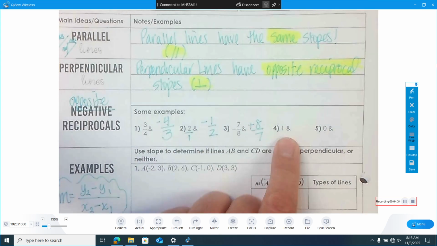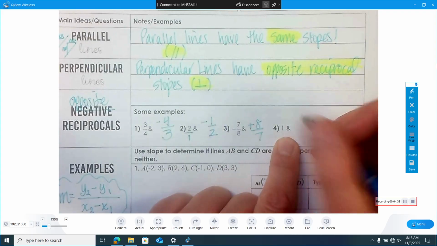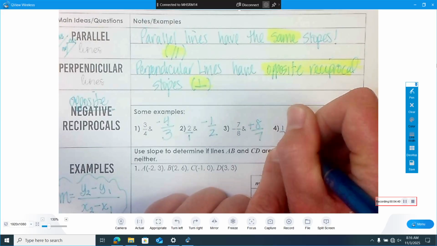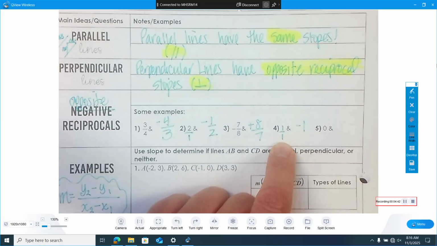Okay. What's the opposite reciprocal of 1? Negative 1/1. It's the same thing, yeah? So again, it's already a fraction 1/1, and if you do the opposite, it becomes negative, and if you flip the fraction, it's still 1/1, okay? So a little bit tricky there.